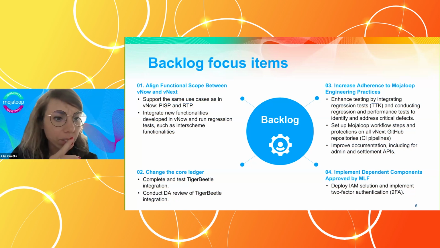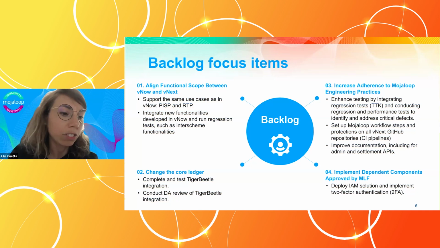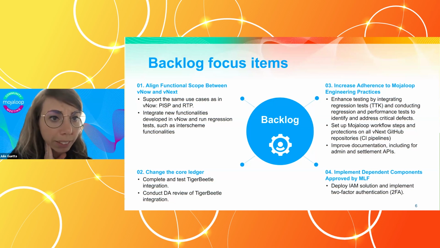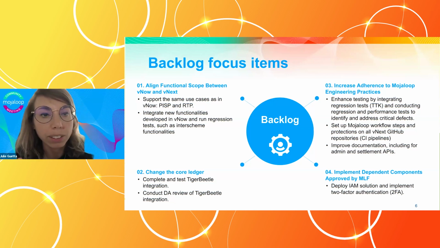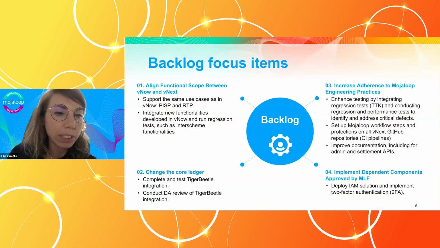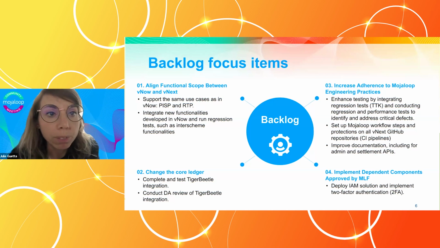Second thing is changing the core ledger. As you've seen yesterday through Pedro's and Jason's presentation, we've done a lot on Tiger Beetle integration, but we need to complete this task and we need to complete the testing. I think they mentioned yesterday that they're fine-tuning some of the tests and performance improvement. So this needs to be completed. And we will need to conduct a TA review of Tiger Beetle integration as part of our standard processes, because when any new key or core features are being implemented on the Modulo platform, it needs to get sign off from the TA.